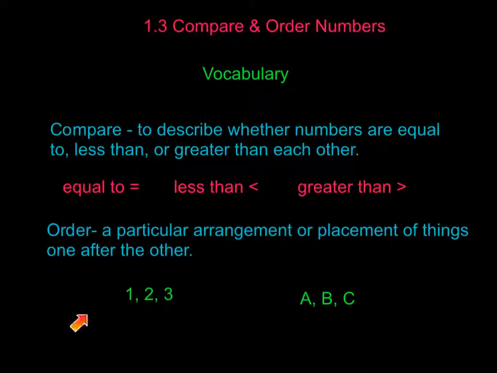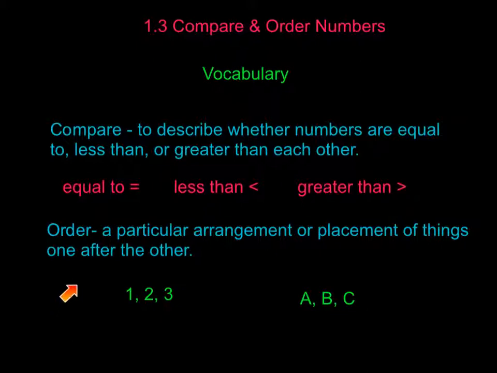Now when we have equal to, we have an equal sign. Less than is an arrow, kind of an arrow facing towards the left, and then greater than is an arrow facing towards the right.